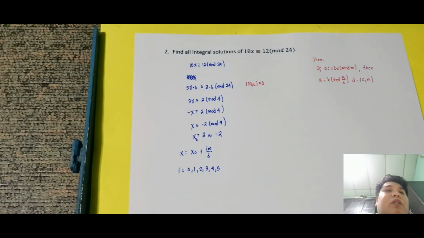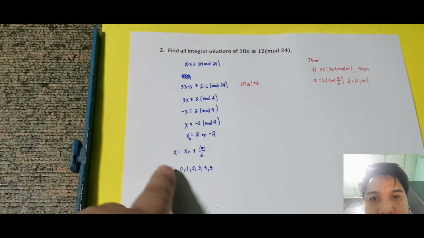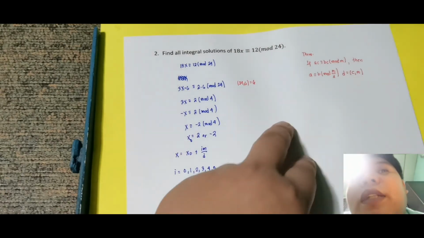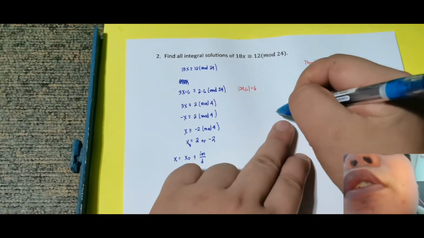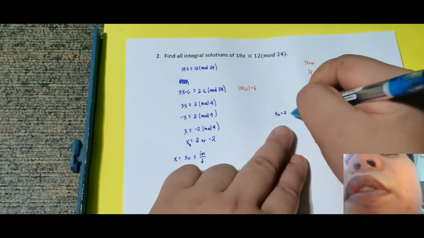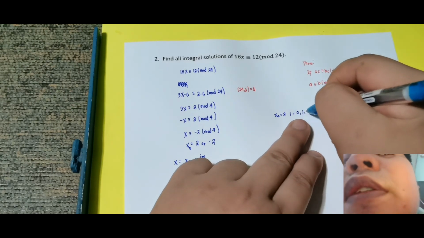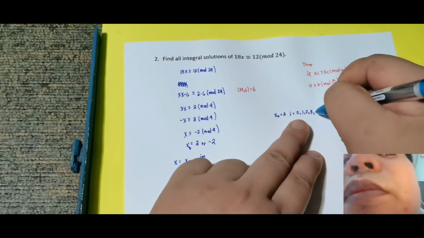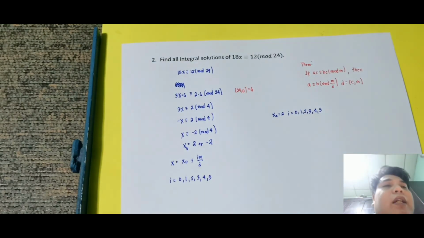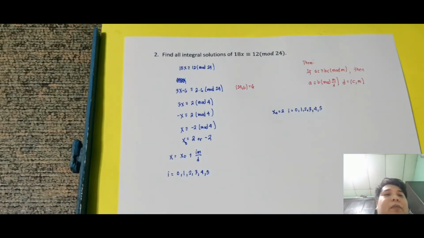Okay, so ang gagawin ko, may possible solution. For i is equal to 0, x naught is equal to 2. So yung x naught natin is 2. Tapos yung i natin is 0, 1, 2, 3, 4, and 5. Sir, bakit hanggang 5? Kasi d minus 1. So 6 minus 1 is 5. Okay, so ano yung mga possible solution?